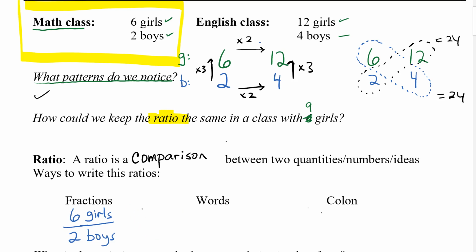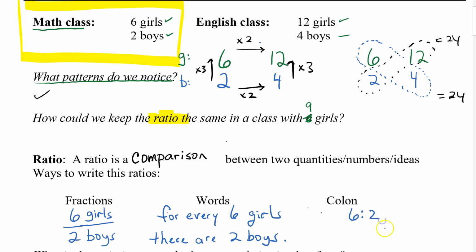How about in words? Well, this is the one way I like to write it. I could say, for every 6 girls, there are 2 boys. What about as a colon? Well, we could say 6 to 2, right? Or we could even write it out, 6 girls to 2 boys.